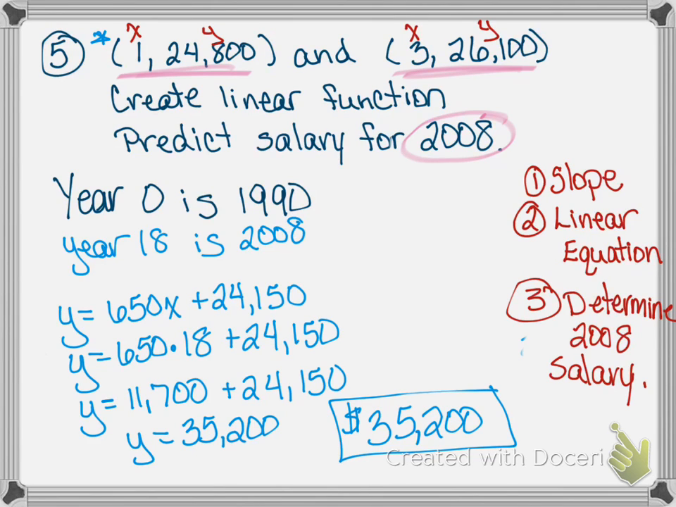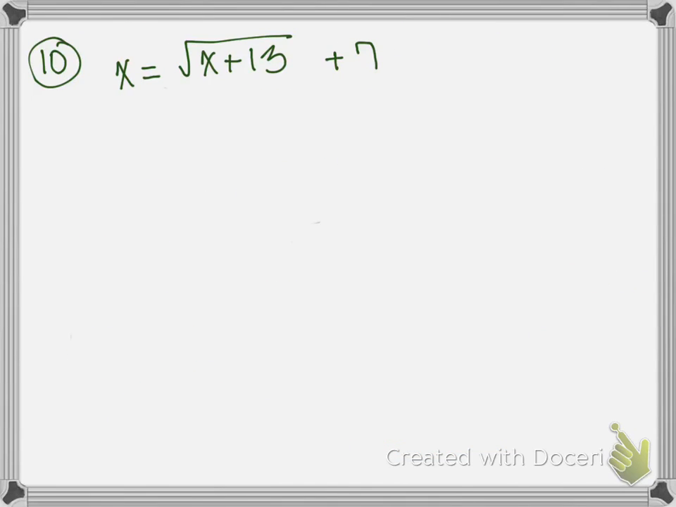Now, I have another problem that I want to do from your quiz, and that is number 10. Okay, so here is number 10. And we've done some problems like number 10. But I think what confused people is this plus 7. Before I can do anything with the radical, my radical has got to be by itself. And in this situation, the radical is not by itself. So I need to subtract 7 from both sides of this.